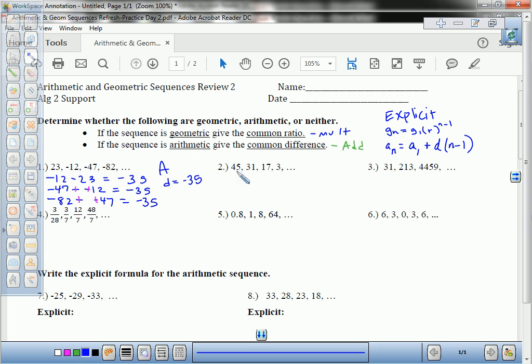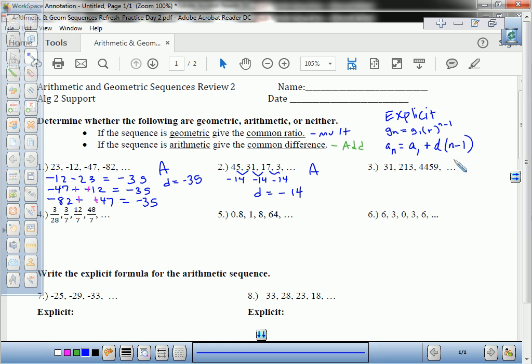All right, this is, I can tell, down by 14. This is down by 14. This is down by 14. Which one is it? Arithmetic, geometric, or neither? Arithmetic, and my common difference is negative 14.